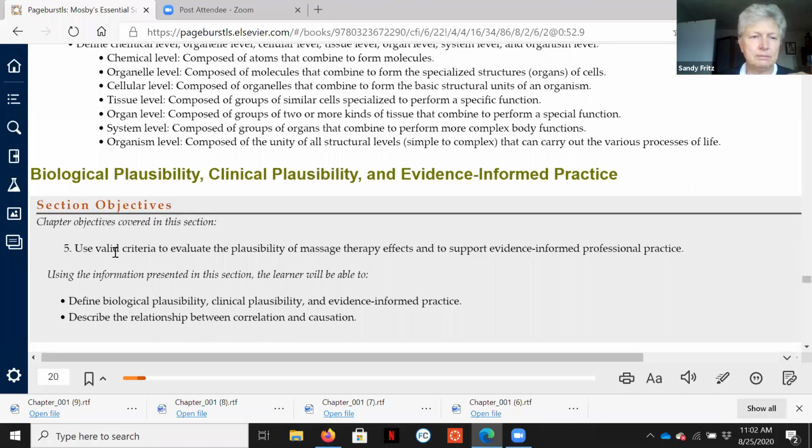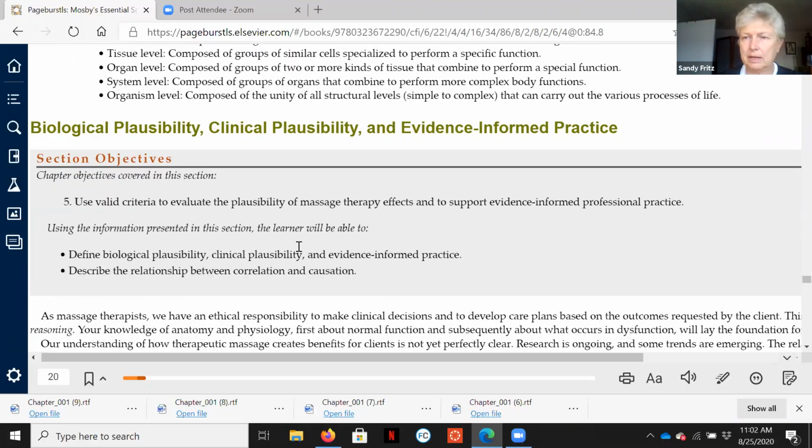So here's our section objective. And here we are with our subsection and what we're going to specifically drill down on now.